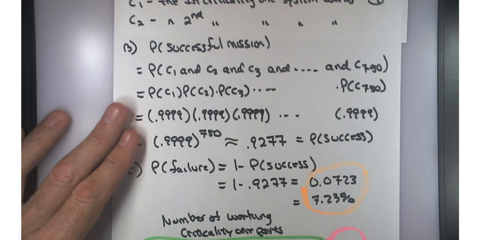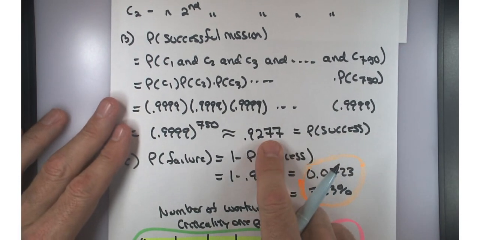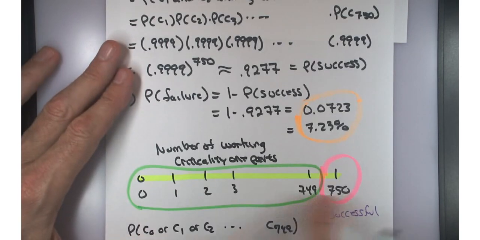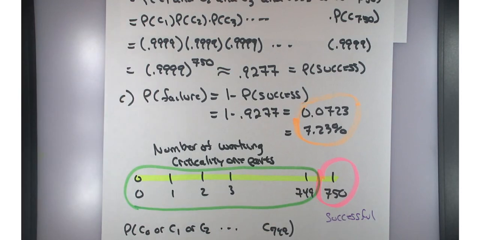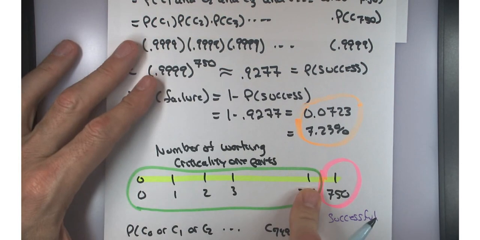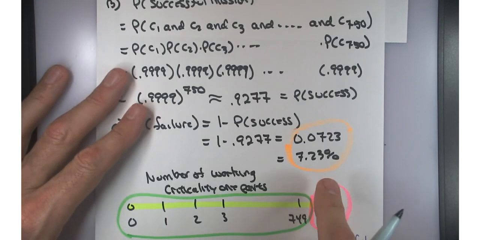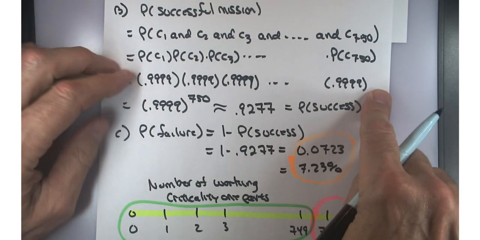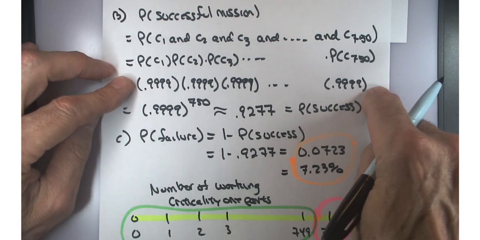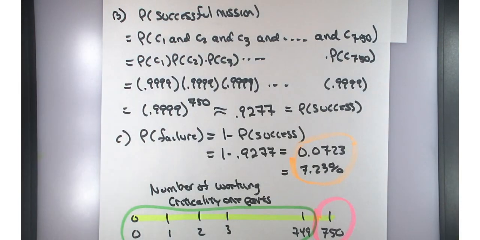The complement of this means at least one of the parts fails. And the way the criticality of one part was defined is that if that one part fails, the mission fails. So if any of these parts fail, or more than one fail, then the mission fails. So in order to get success, you have to have a perfect strike on all 750 of these parts. And that didn't happen, unfortunately.